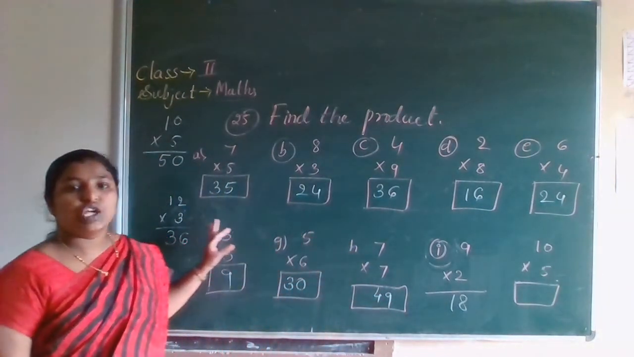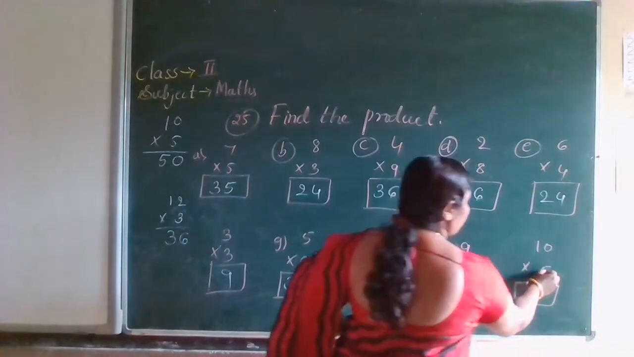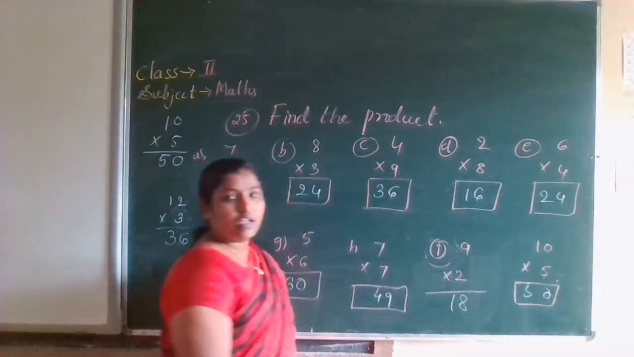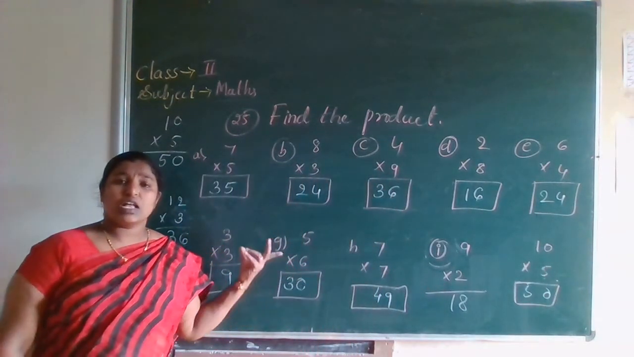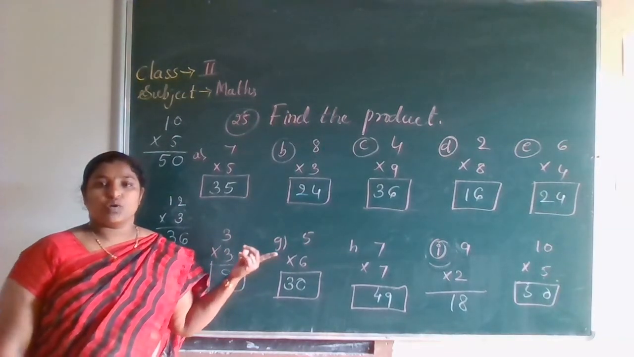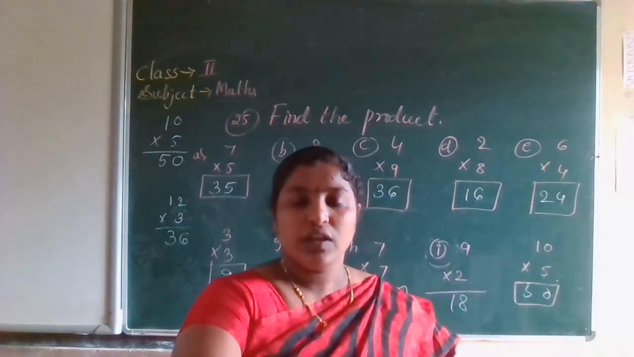Understand? This is all about multiplication. These answers you should all write in your textbook, as well as 5 zeros are 0, 5 ones are 5, or 5 tens are 50. Okay? All these answers you should write in your textbook as well as in your maths notebook. I hope you are doing it. Okay? Next we will go for the next class.